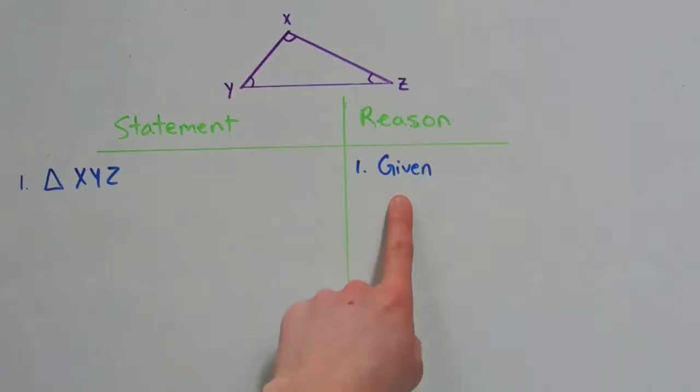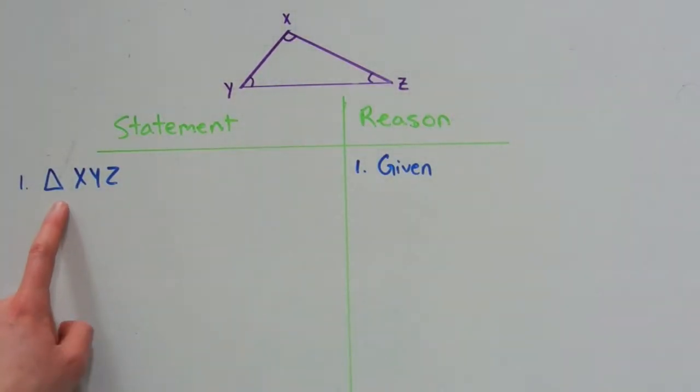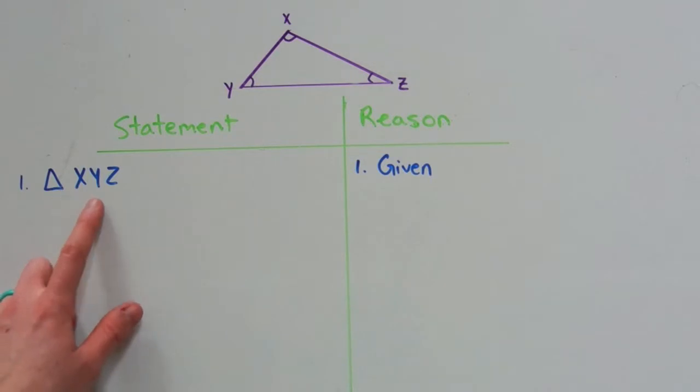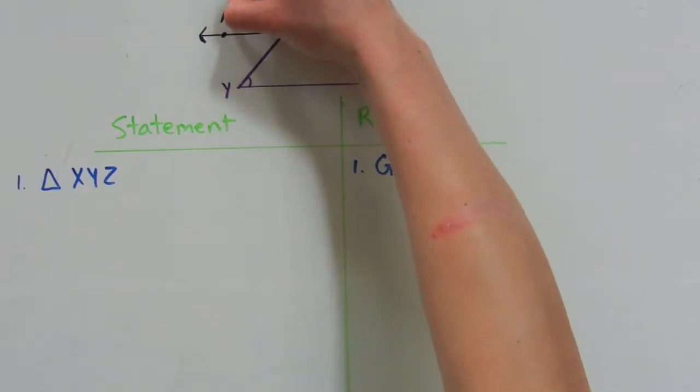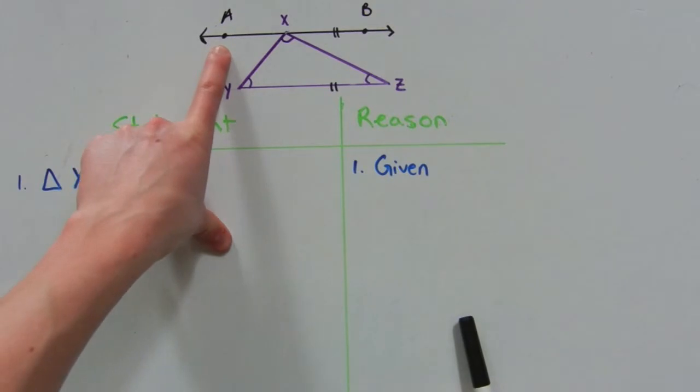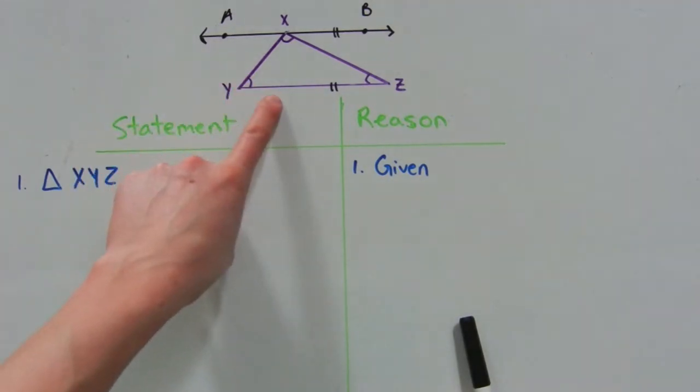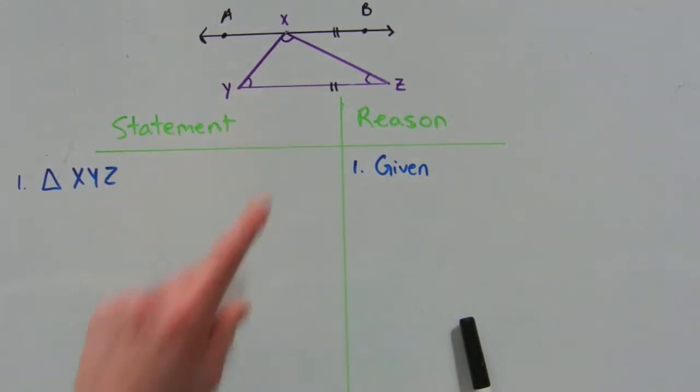Our first step is to state the given. So we're given that we have a triangle we labeled XYZ. We're starting to understand how to manipulate angles and lines to figure out how to prove a given theorem or a given conjecture. So let's create a parallel line with the base of the triangle to create more angles. I've created a line AB that is parallel to the segment YZ that is the base of our triangle.